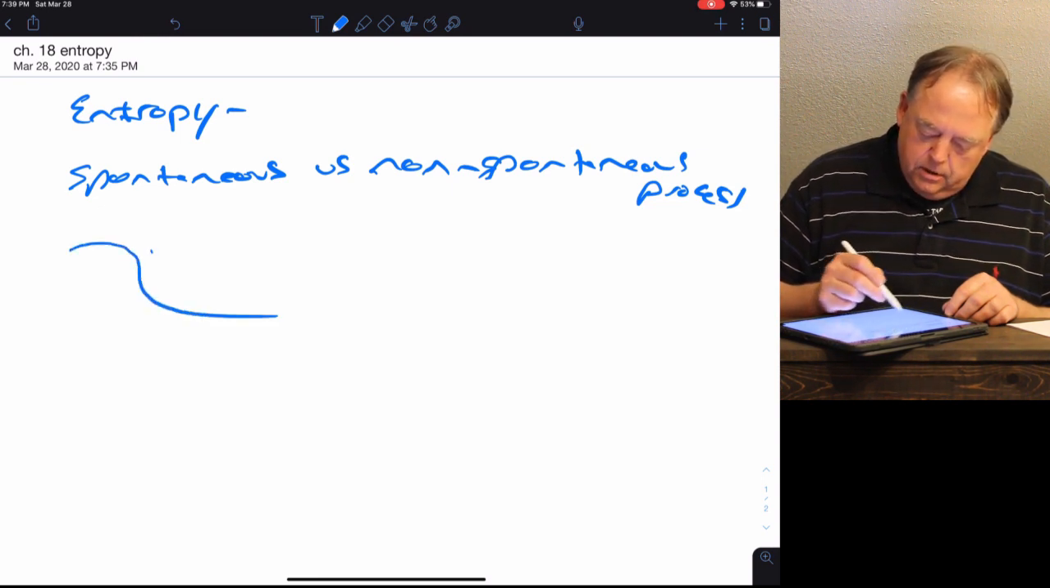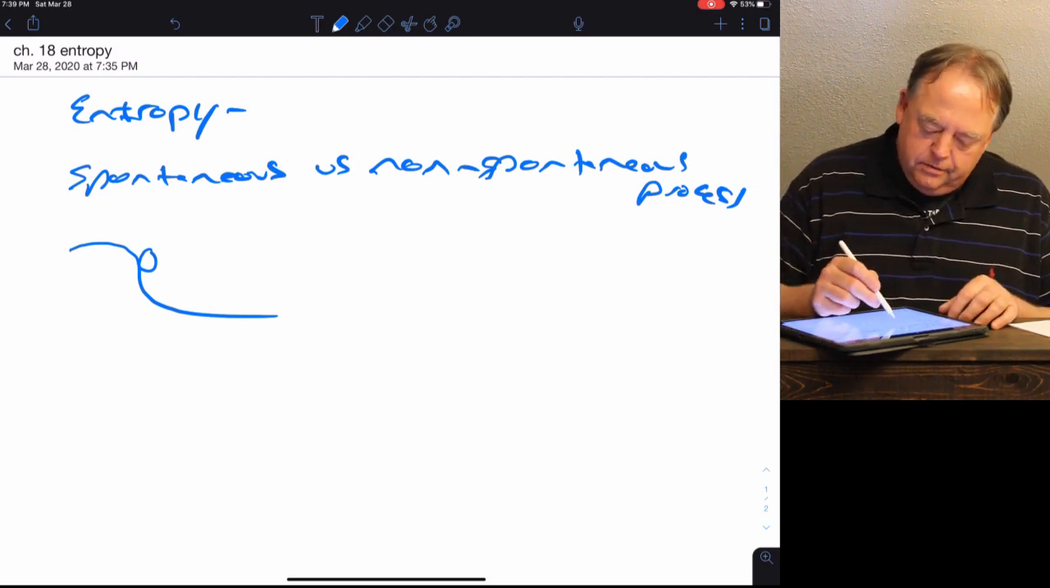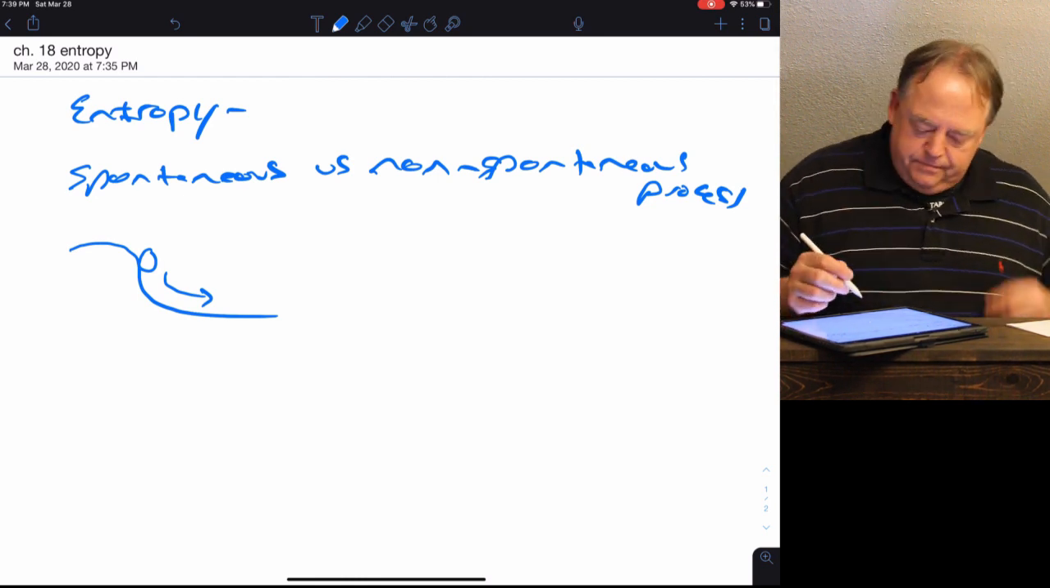If you have a ball on the hill, for example, and if you position the ball right there and release the ball, then it's going to spontaneously roll down the hill, right?